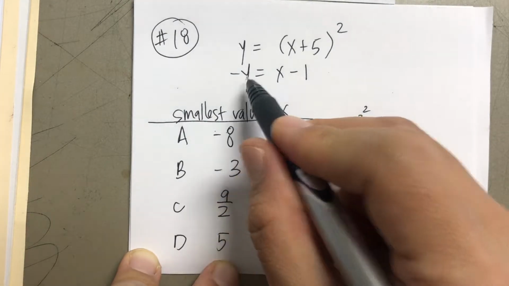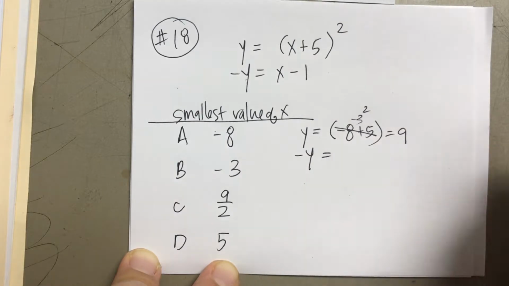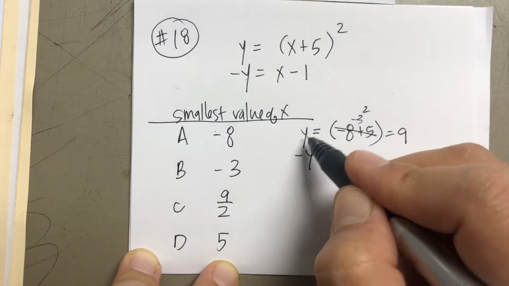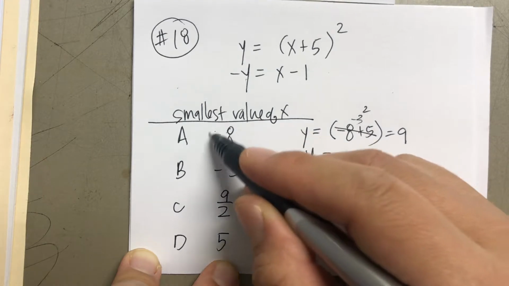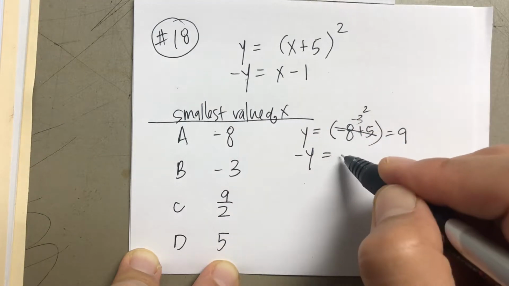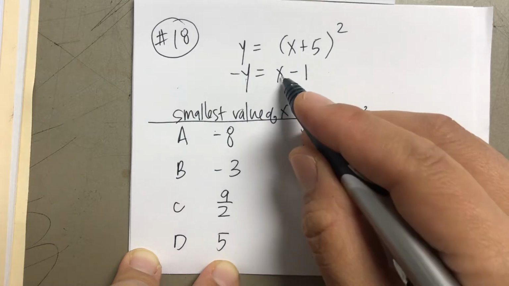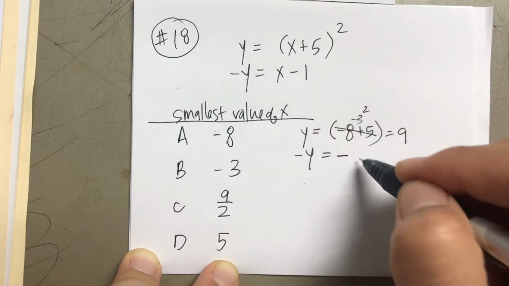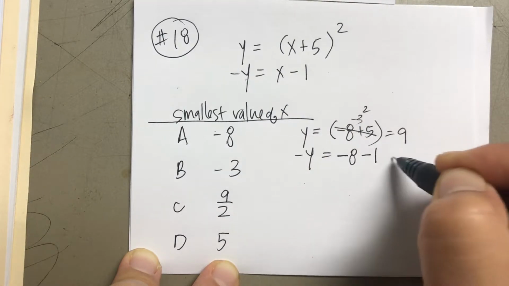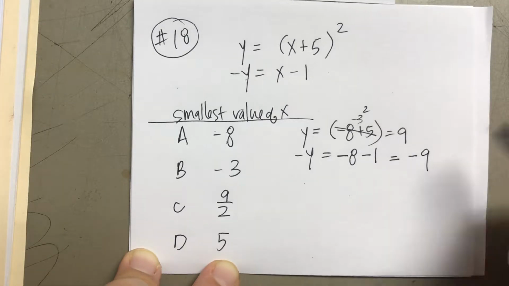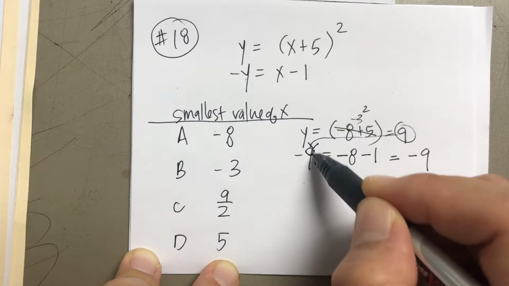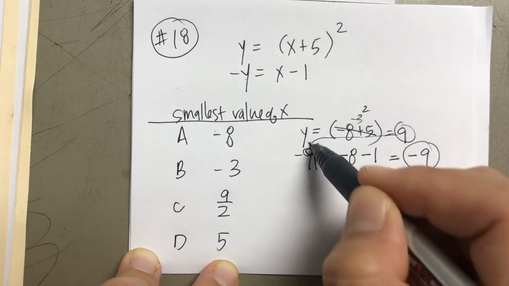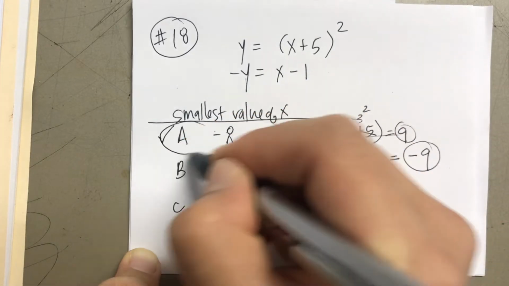Okay, we're going to have to plug it into this one now. -y equals, and we already know that -y is really -9. We have to see if once we plug this in here, it'll work out. So the x we plug in, -8 minus 1 equals -9. So if y equals 9, we're going to fill that in. Does -9 equal -9? Yes, and that is your answer.